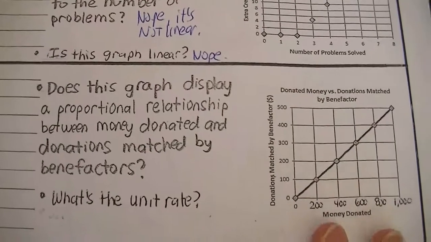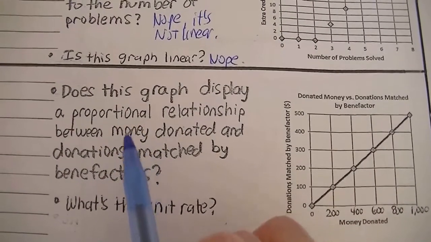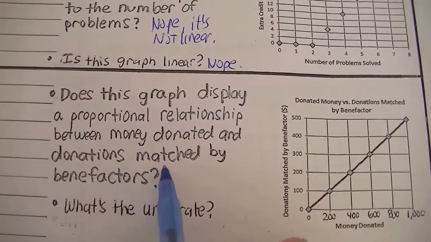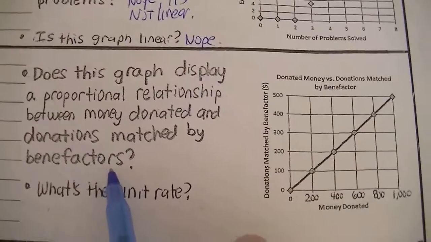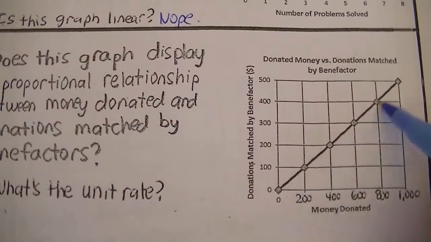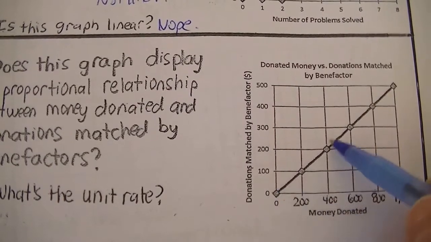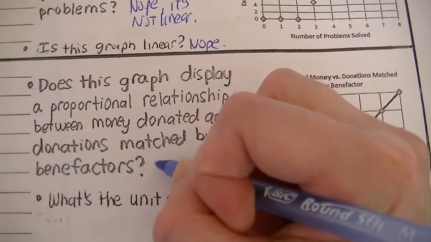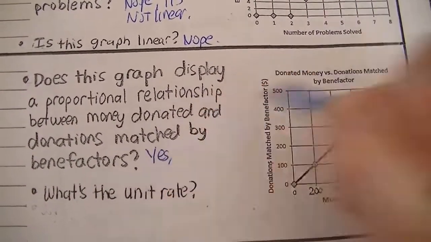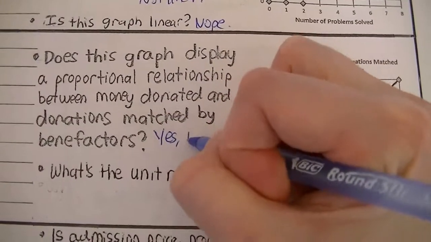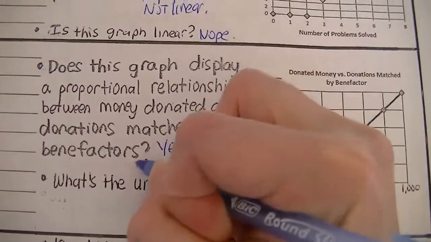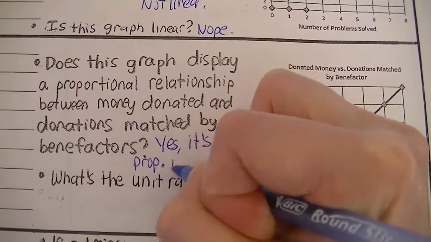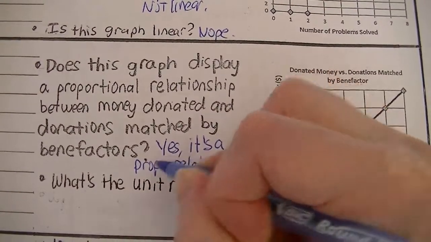Okay, let's see this one. Does this graph display a proportional relationship between money donated and donations matched by benefactors? So let's see here. Is it linear? Yep. Does it pass through the origin? Yep. This is proportional. Yes. It's a proportional relationship. I'm going to abbreviate that for proportional.